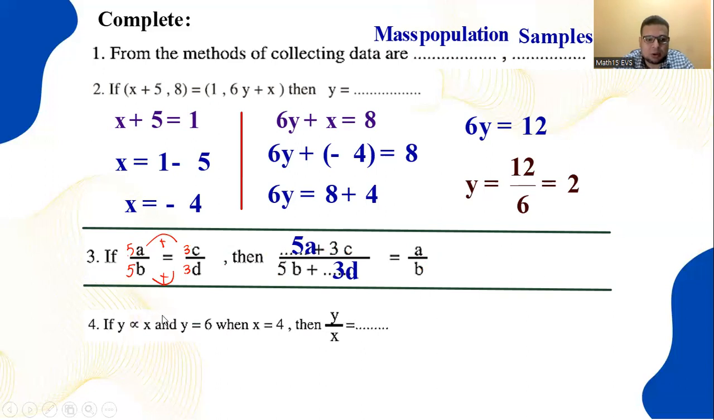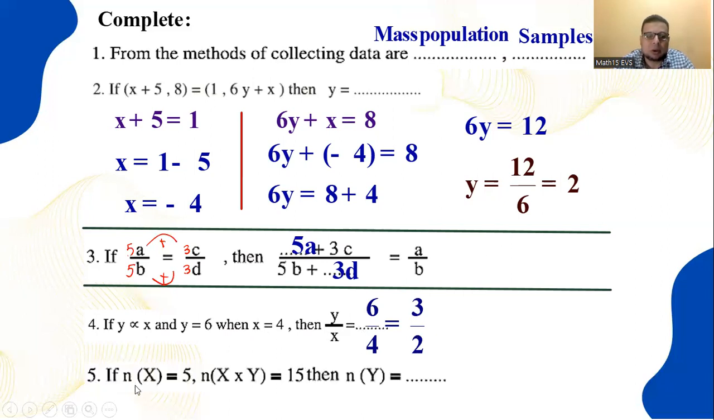Question number 4. If y varies directly with x, y varies directly as x, and y equals 6 when x equals 4, then y over x equals 6 over 4, which equals 3 over 2 simplified. Number 5. If n of x equals 5, the number of elements of the set x equals 5, and the number of the product of the two sets x and y equals 15, so n of y equals 15 over 5.